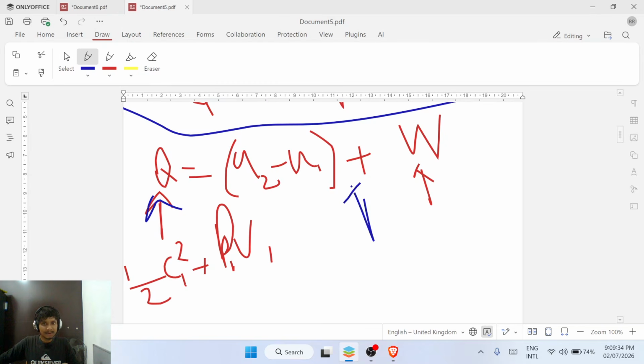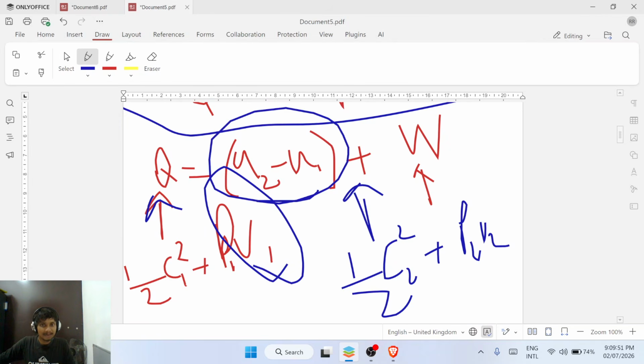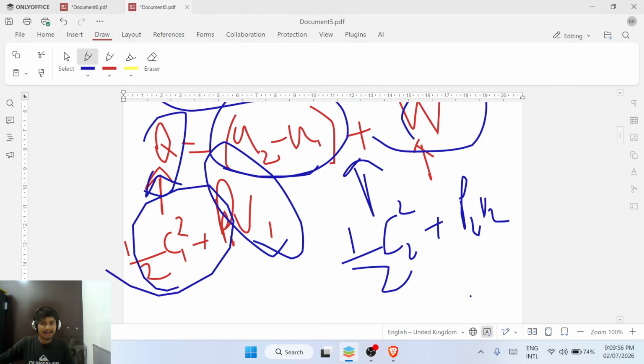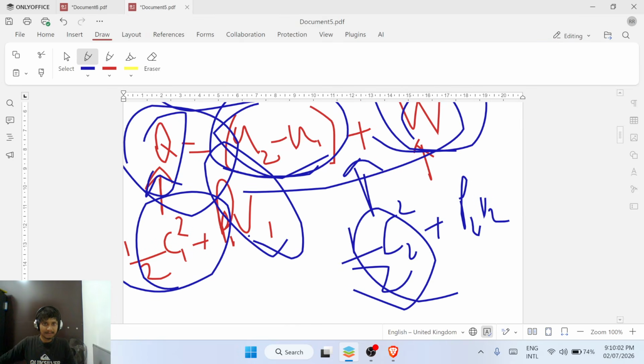For the right side we have to add the same thing, half c2 square plus P2 V2. We already discussed in our past classes about P1 V1, also energy. Here U2 minus U1, enthalpy. W is energy, Q is energy, half C1 square is kinetic energy, enthalpy, work done, input energy, output energy, Q.